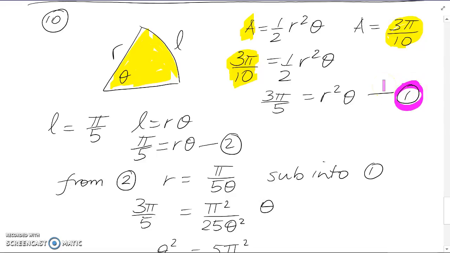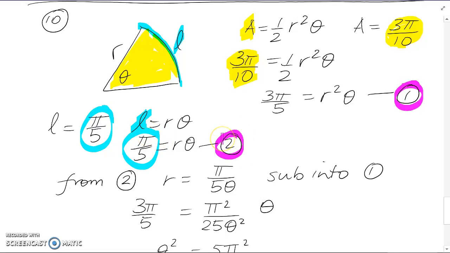So what else have they given me for that? Well, they've told me what L is. See that L? That's that length there. That is here in the formula. And apparently that length is pi on 5. So let's just put it in. And now I've got a second equation where I don't know r and theta. So that means simultaneous. I've got to solve simultaneously when I get two equations and two unknowns.